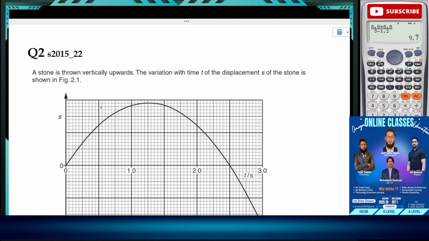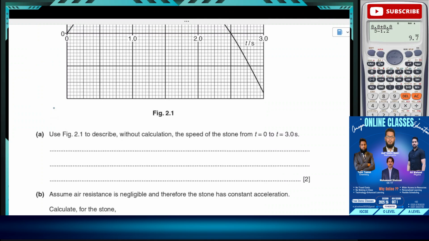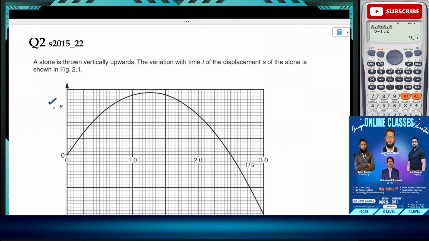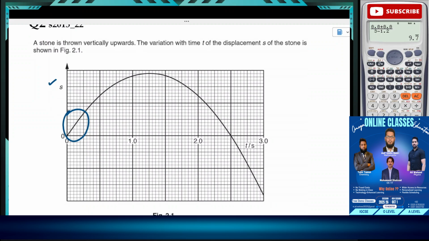In this one, we have to comment on the speed. I could remember the first part of it. We have to comment on the speed without doing any calculation. Initially, how do we comment on speed through a displacement time graph? By commenting on the gradient. So up till a certain point, up till this point I should say. What point is that exactly? That point is at 1.25 seconds.